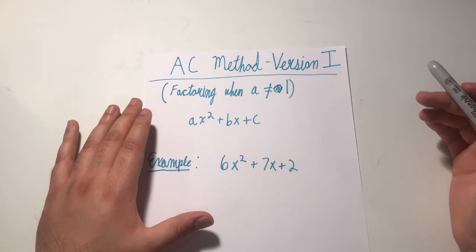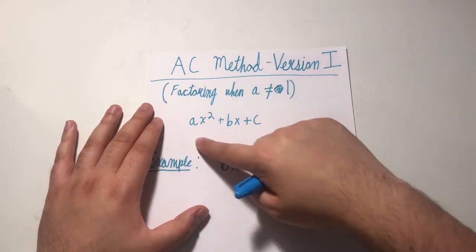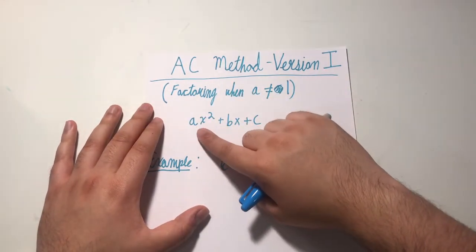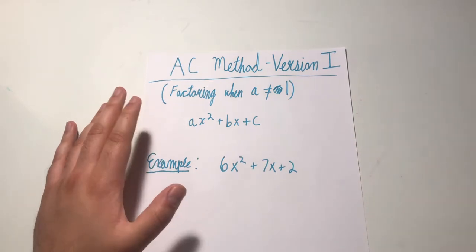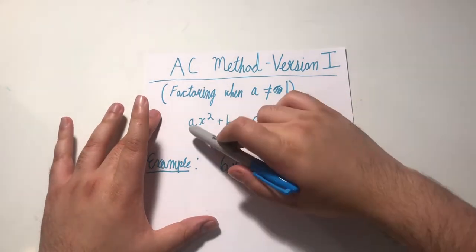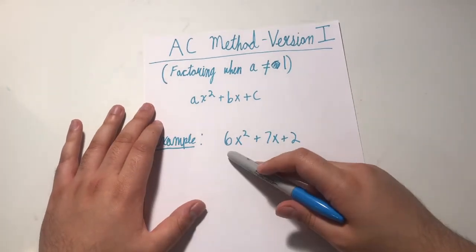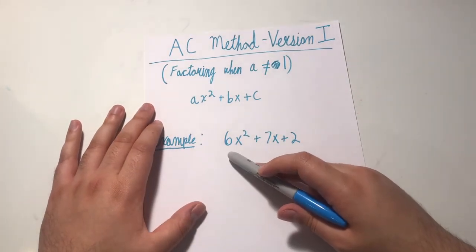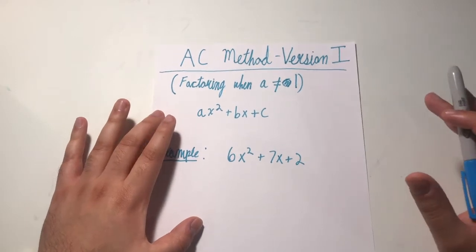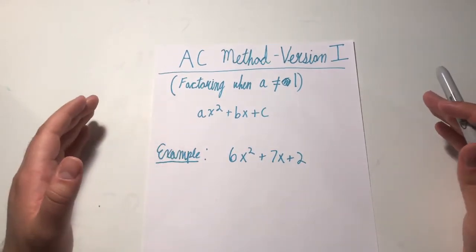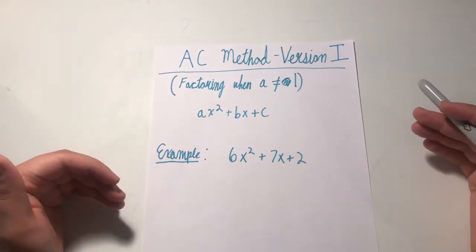The AC method is for factoring trinomials, and you should be familiar with this form, this ax squared plus bx plus c. It's for factoring trinomials where this a term up front isn't 1, right? Like here in our example, we have our front term being 6. So the AM method or sum product method, which you would have already learned by now, doesn't necessarily work.